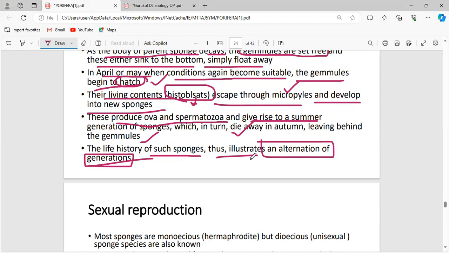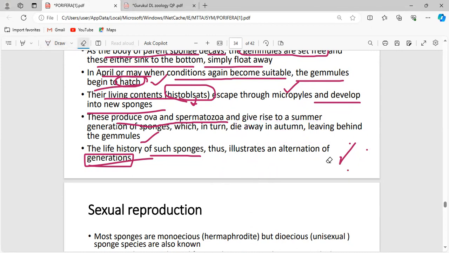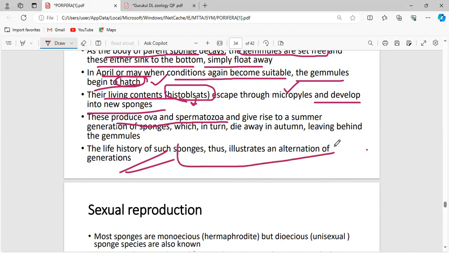Okay, alternation. So this is the most important point. They may give a list of phyla, Porifera, Coelenterata, Annelida, Arthropoda, like this, and ask which of the phyla show an alternation of generations. They can give a statement like this, and this alternation of generations will be explained very clearly when I teach the Coelenterata. For now, you have to remember that sponges can also exhibit an alternation of generations. And if you have any doubt, you can ask me now.